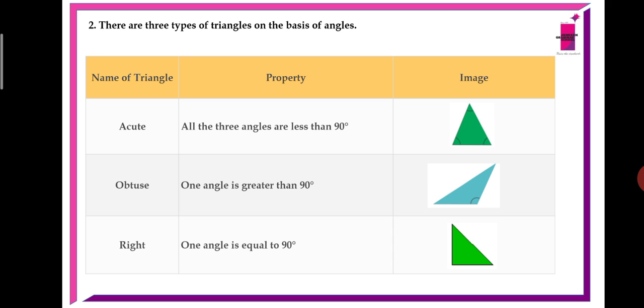Obtuse angle, one angle is greater than 90. So an equilateral triangle is not possible for obtuse, because equilateral means all angles are 60, and no angle is greater than 90. So for obtuse and right angle, equilateral is not possible, but scalene and isosceles are possible. I can take a scalene example, 100, 30, 50, and 100, 40, 40 for isosceles. In obtuse, right angle you can take 90, 40, 50 and 90, 45, 45. So in obtuse and right angle, equilateral triangles are not possible. Only in acute you will get an equilateral triangle.